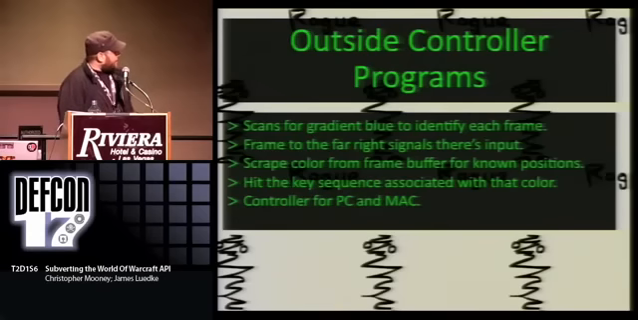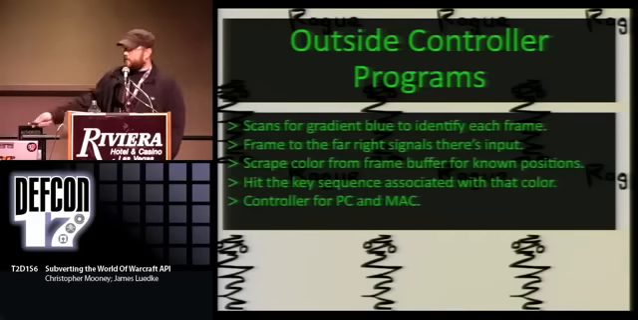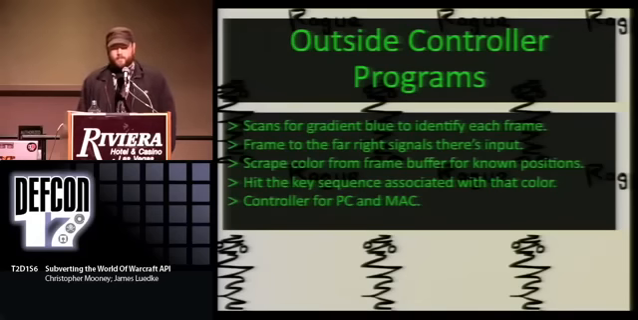And then what we do is take an outside controller program. Remember we said AutoHotkey, which is something for Windows. And we scan for this gradient blue to detect where each frame is for the outside controller program. And then the frame to the far left signals that there's input. Did I say the far right? That's incorrect. It's left. We scrape the color from that frame, so we basically are doing a frame buffer call and getting the information from that, and we have that color mapped to a key in the controller program, and it hits that key, but it hits it in a sequence of a bunch of contexts.